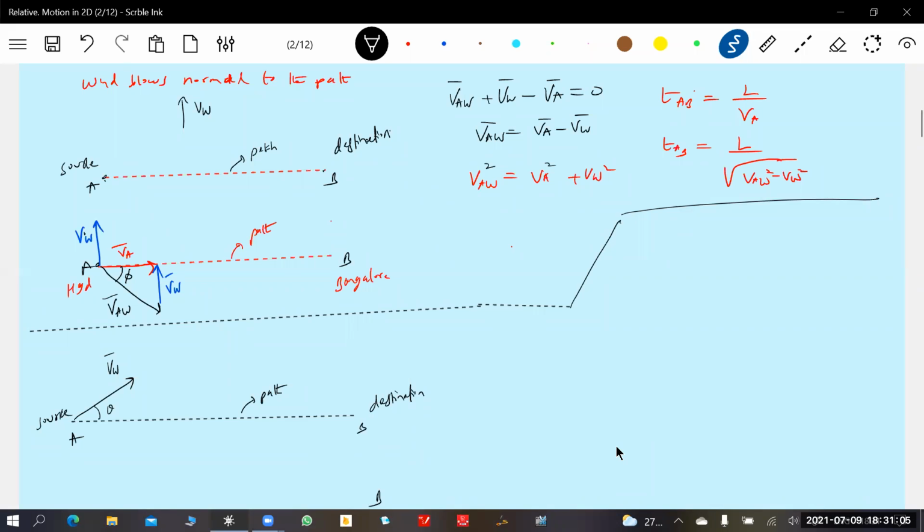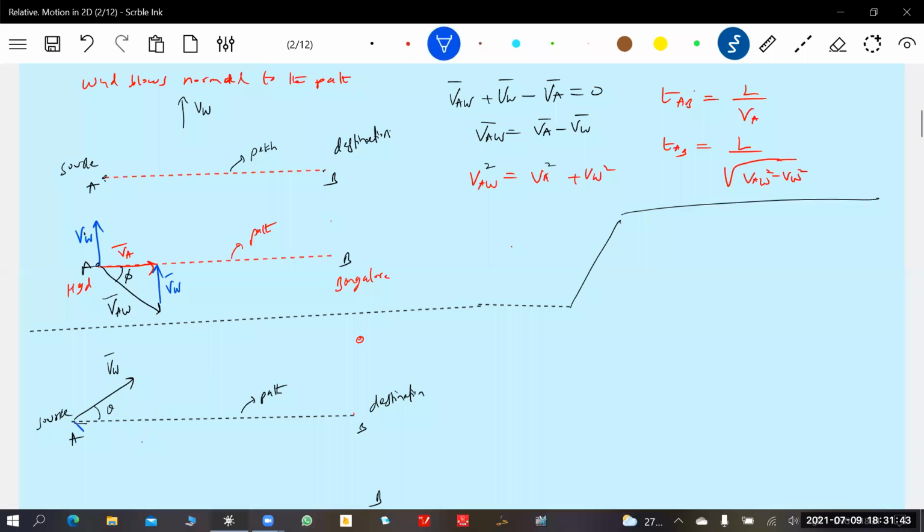How should I steer the plane such that I reach the destination? The effect of wind has to be taken into account. So what is the basic idea? The velocity of the airplane with respect to the ground should be directed along the path. If I put VAW along the path, I will not reach the destination. If VAW comes like this, VW will be here, and VA will come in this direction. Instead of reaching the destination, I'll reach somewhere here.